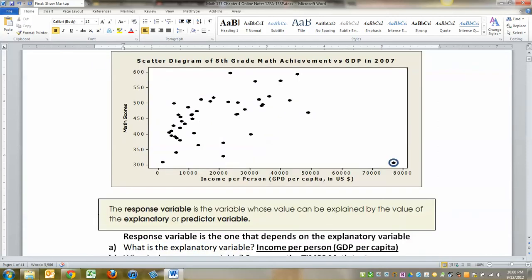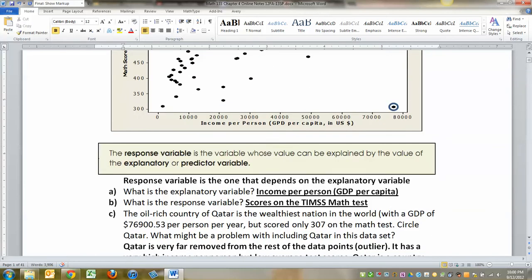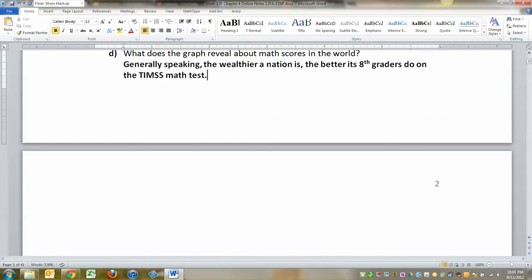It's not perfect, of course. You can have some low-income countries doing very well, and some high-income countries not doing so well. That happens. But in general, you see a trend. Alrighty.